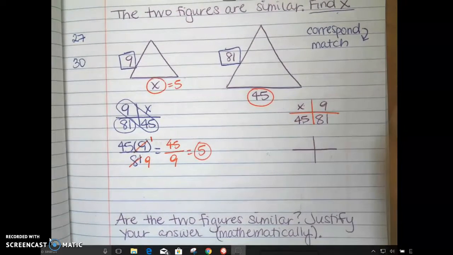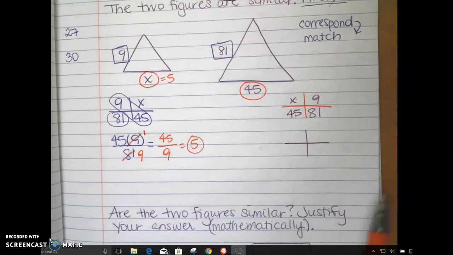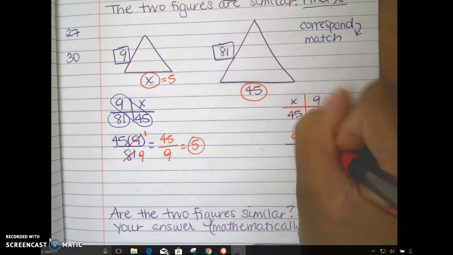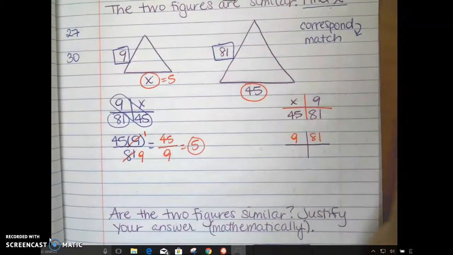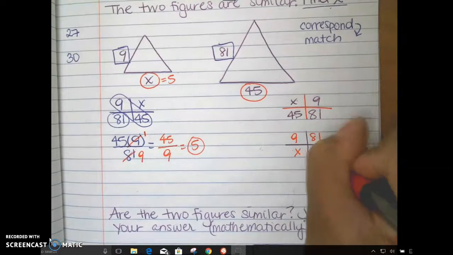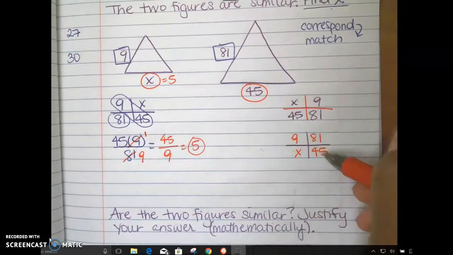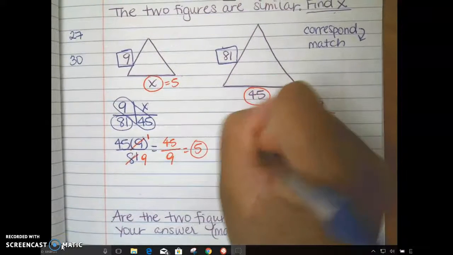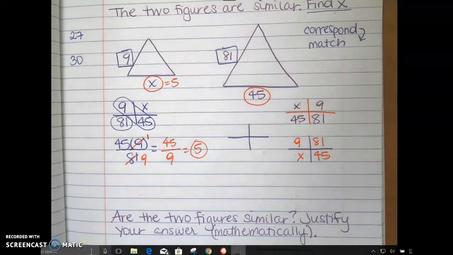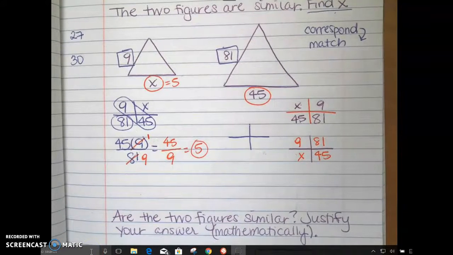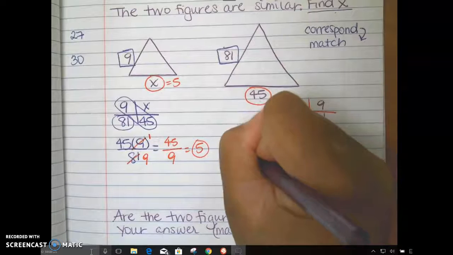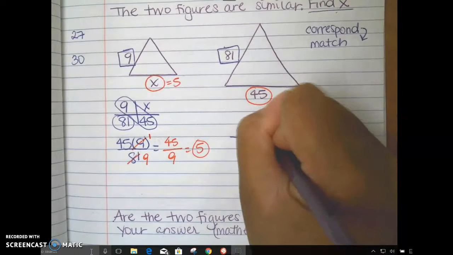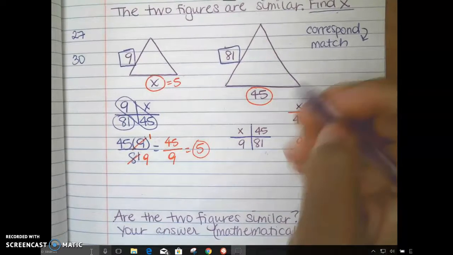How else could I have written this? 9 and 81 going left and right, and then X and 45 going left and right here. Still cross multiplying 9 and 45 and dividing by 81. Last one. Who goes where? 9 and 81 on the bottom, and X and 45 on the top. Okay? These are all the same.